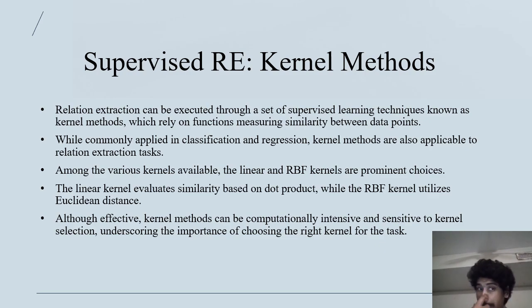There are different types of kernels, but two of the most common ones are the linear kernel and the RBF, the radial basis function kernel. The linear kernel looks at how closely two data points match by calculating their dot product, while the RBF kernel measures their similarity using the distance between them in space, especially the Euclidean distance. Although kernel methods can be very effective, they can also be quite demanding in terms of computation and can be sensitive to the choice of kernel. This means that picking the right kernel for a given task is crucial for achieving good results.